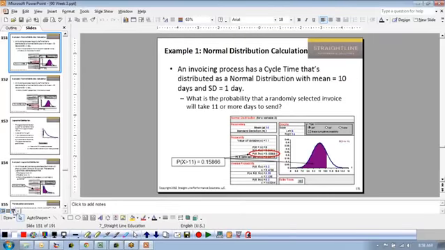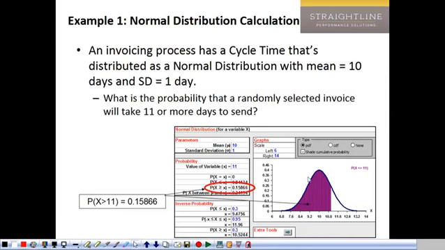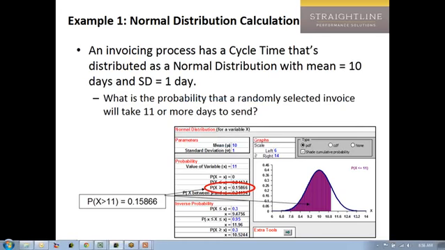Okay, let me get back to the slideshow here. And we can see that that's the probability that it's going to be less than that. So the probability that it's going to be greater than 11 days is 16%. 0.158 is about 16%. Got it? So that's the probability that it will take more than 11 days. Could be quite a bit more than 11 days.